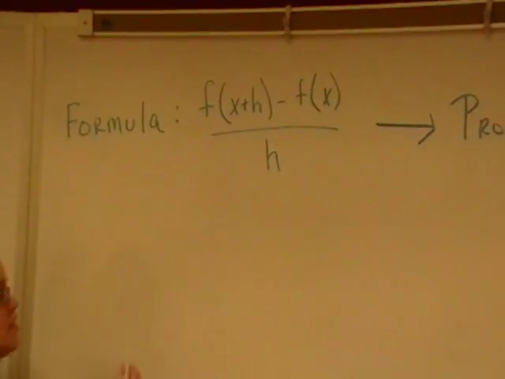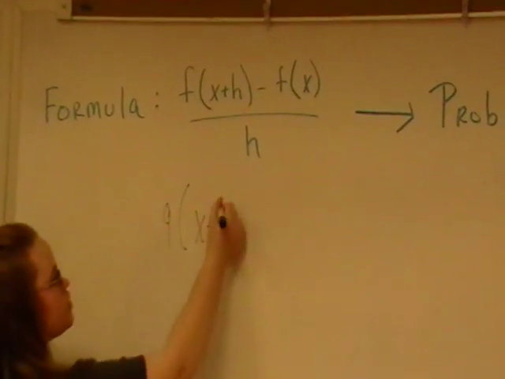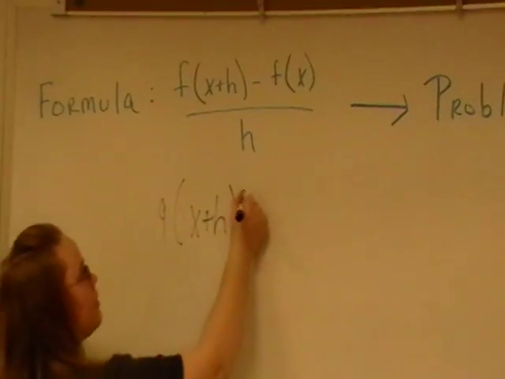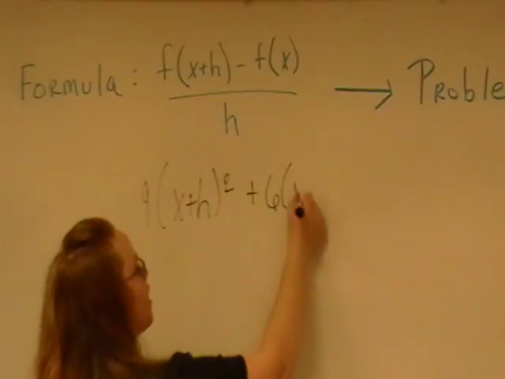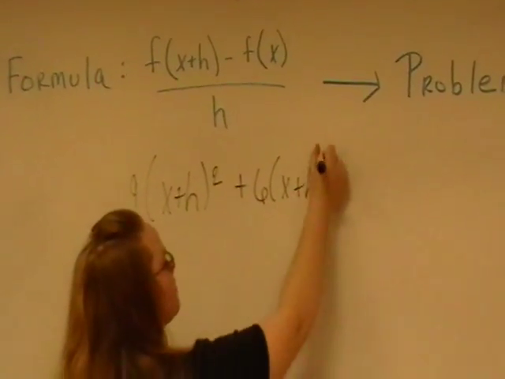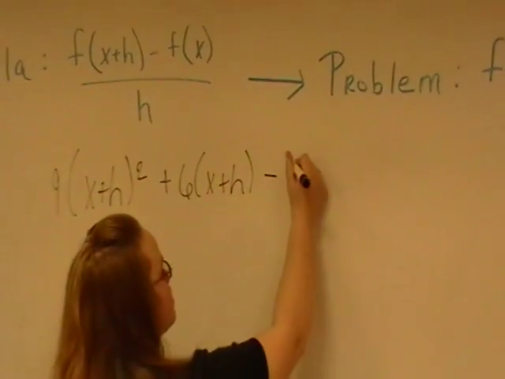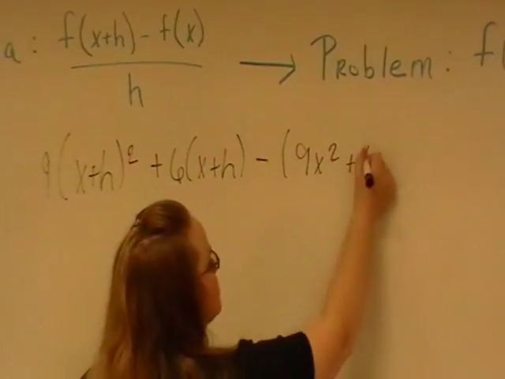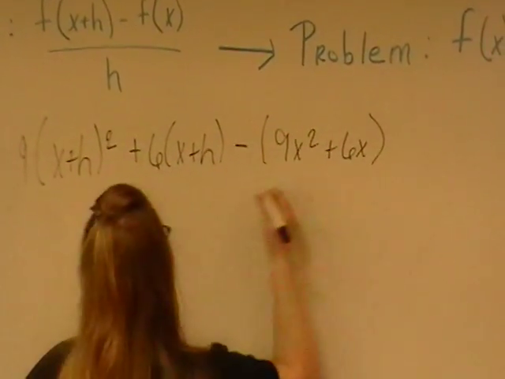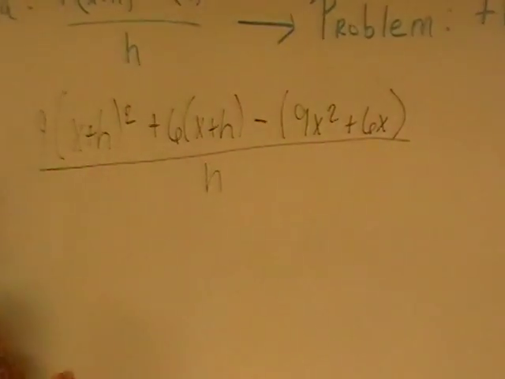So to do that, we take our 9 times x plus h squared, plus 6 times x plus h, minus our problem for the f of x, which is 9x squared plus 6x. And we put it all over our h.